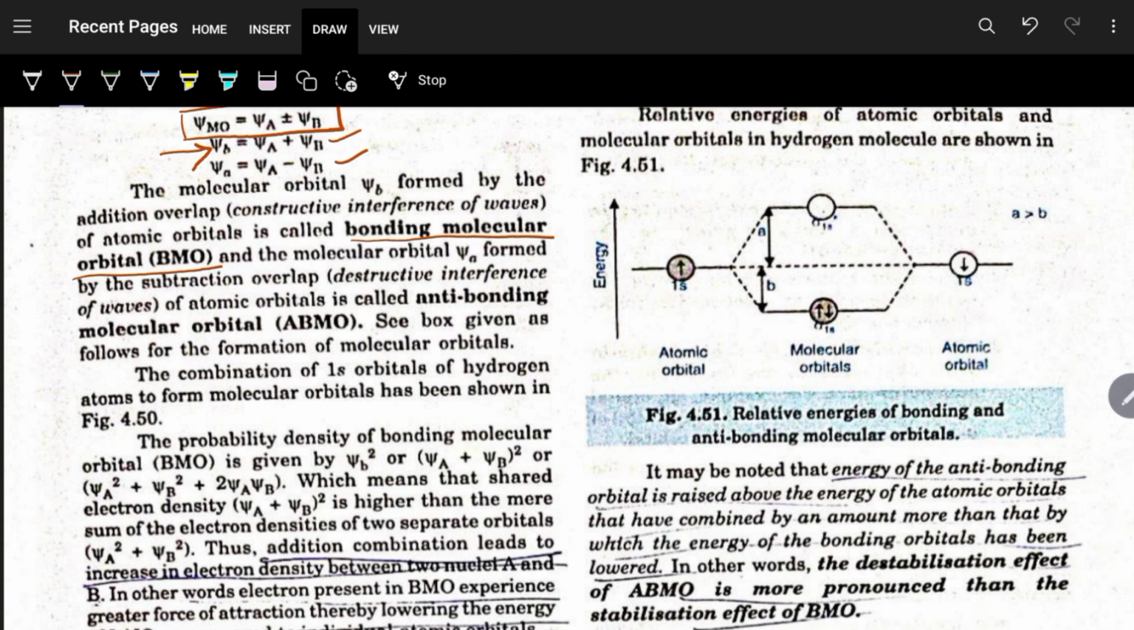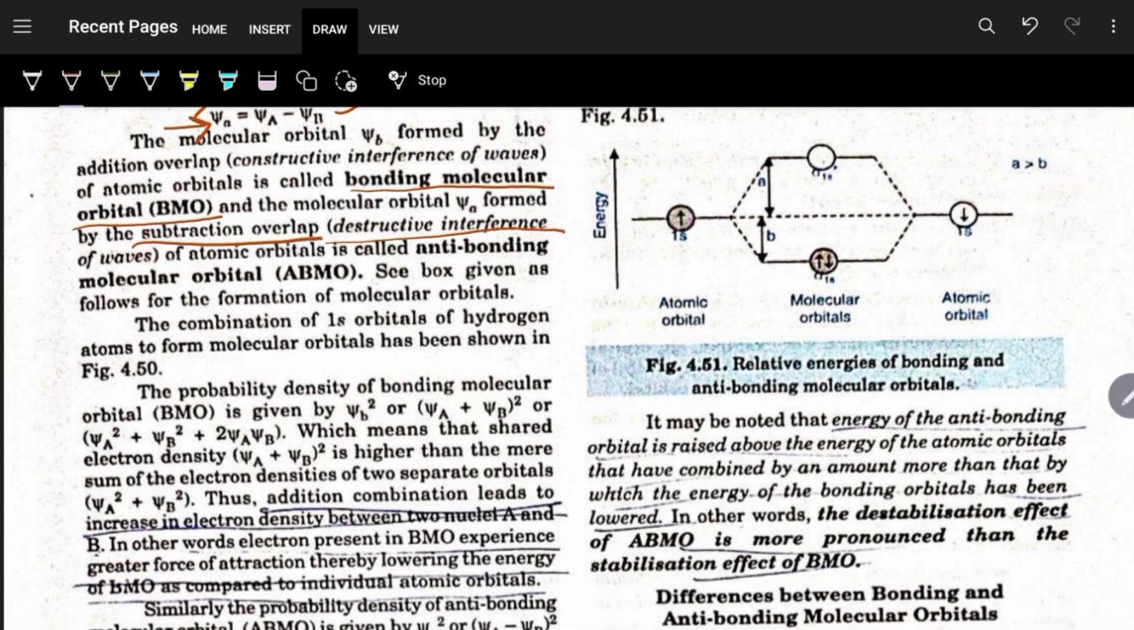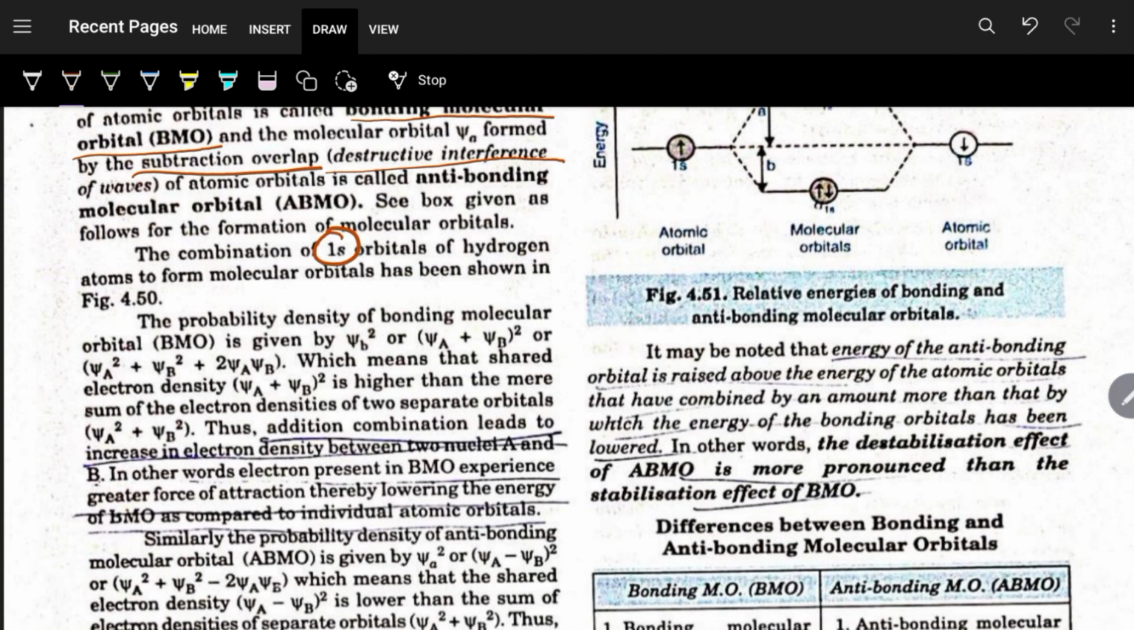Now for anti-bonding molecular orbital, the wave functions are subtractive in nature, or destructive interaction takes place, destructive interference of waves takes place, and this is known as a subtraction overlap. And let us see the combination of 1s orbital forming hydrogen atom. So that is also a molecular orbital, because two hydrogen atoms are combining to give a molecule, that is H2, and hydrogen has 1s1 configuration.